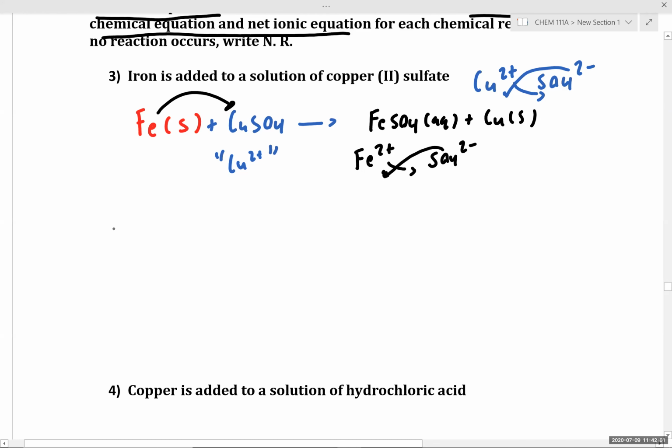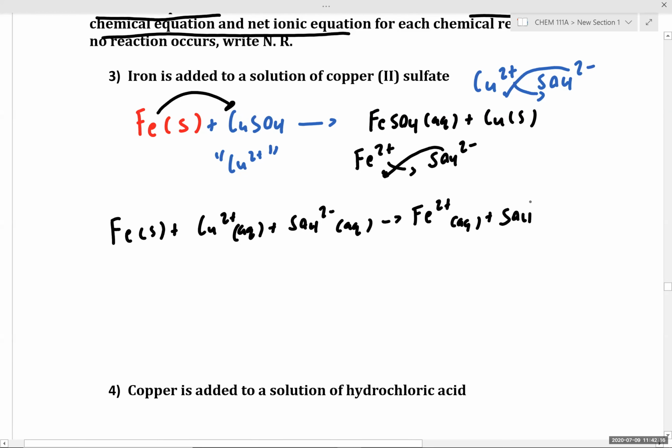If we want to write the net ionic equation, we dissociate all of our soluble ionic compounds, strong acids, and strong bases. And that gives us the following chemical equation. Then we cancel out all of our spectator ions, and that gives us the following net ionic equation.